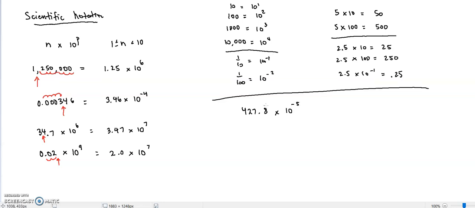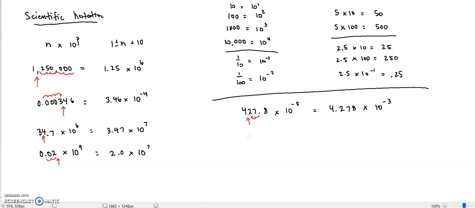Okay, so got a scientific number, but it's not the right format. I need the decimal here, so I need to move it 2 times. So I'm going to get 4.278 times 10, and then this was coming from a bigger number. So my exponent is going to get bigger by 2. It's still going to be negative, but it's going to get bigger. Okay, so it gets bigger by 2. It goes from -5 to -3. All right, so negative exponents work the same, moving left and right.